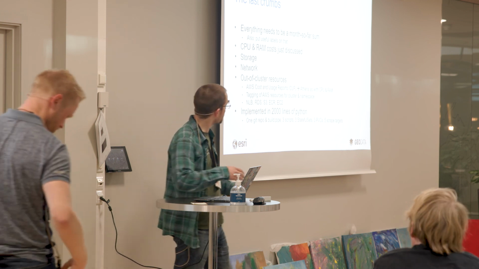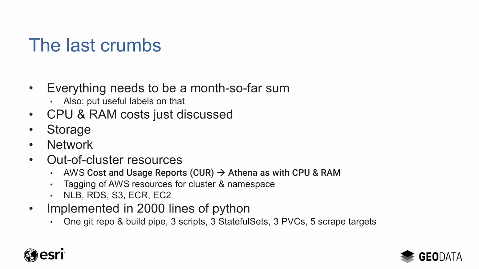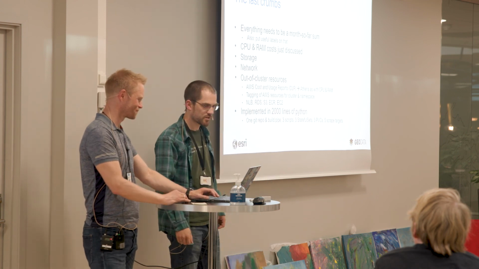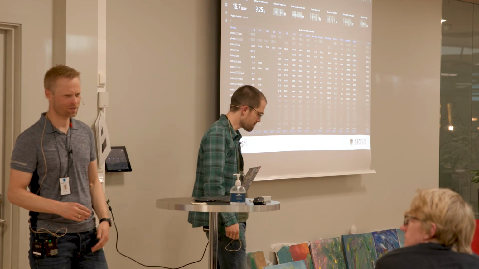And then there's a few more crumbs, which are easy to summarize. Storage and network, Paul was mentioning, you have to also get those, but they're easy to get. Everything gets boiled down to these increasing graphs that reset at the end of the month. This was done in about 2,000 lines of Python and some stuff. So it's really not that bad. There's just a few bugs on the way. And then the end result would actually be something like this.